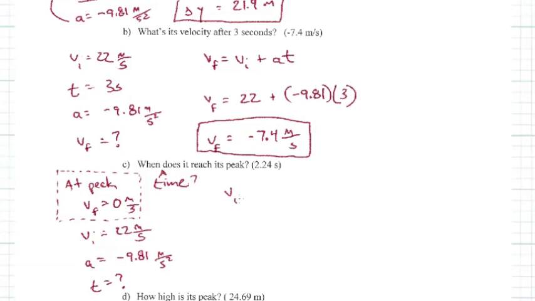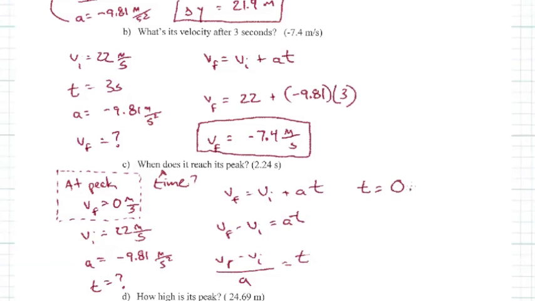So let's solve for t. If our VF equals initial velocity plus acceleration times time, then we're going to subtract the initial velocity from both sides and divide then by a. VF minus VI divided by a equals our time. So let's solve it over here. T equals our final velocity 0 meters per second minus initial velocity 22 meters per second divided by negative 9.81 meters per second squared.